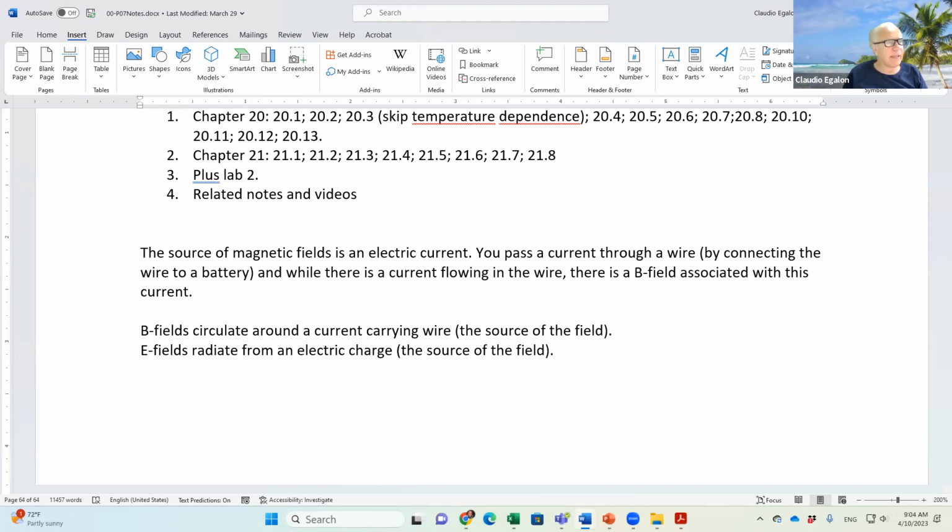What we are going to see now is how to calculate a B field for a given current distribution.